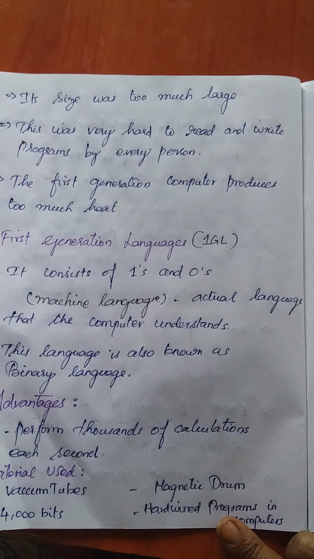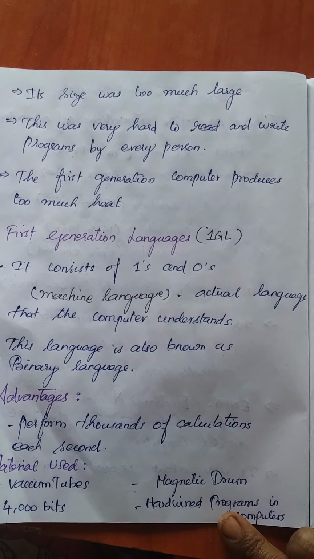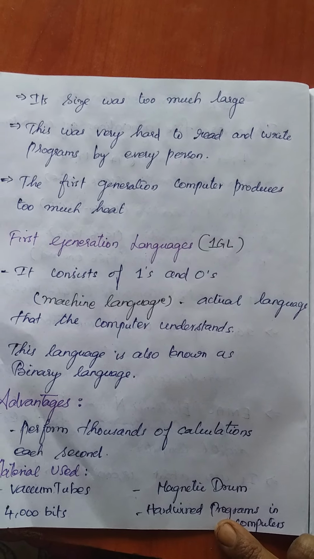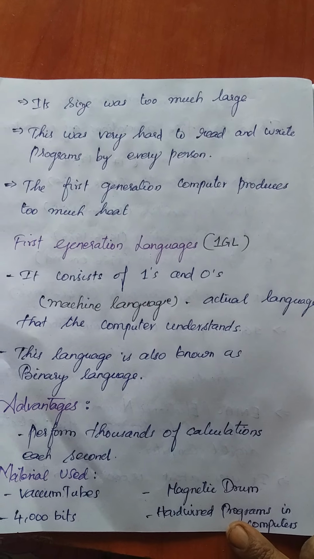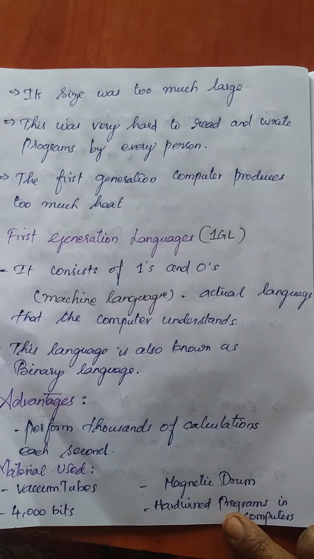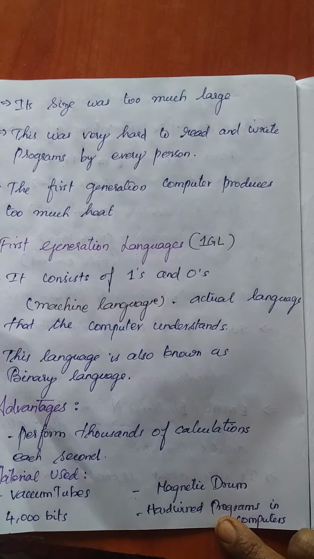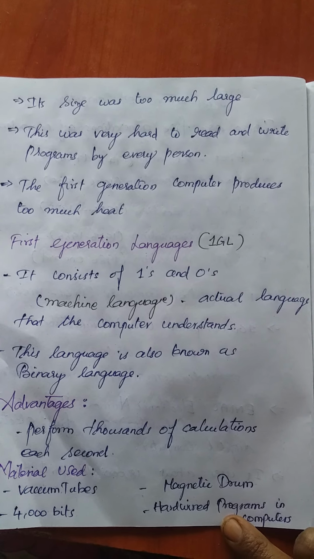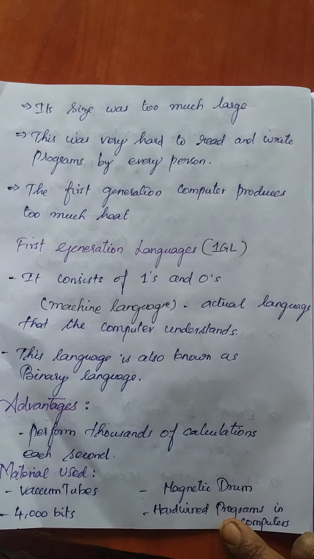So there was great difficulty in the first generation computers. Remembering the codes for each and every data and instruction in the form of zeros and ones is very difficult. The advantage is that automatic calculation was made possible, and thousands of calculations were done in a few seconds. That was considered to be the advantage of first generation computers.